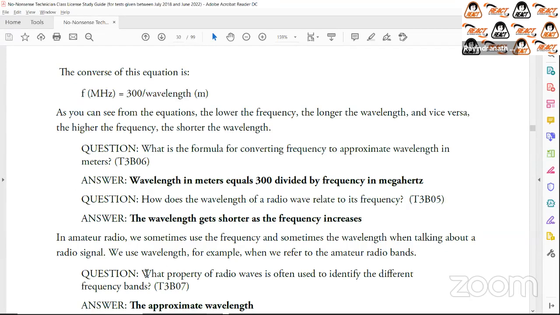So let's go to the question in the question pool. What property of radio waves is often used to identify the different frequency bands? The answer is, of course, the wavelength or the approximate wavelength.